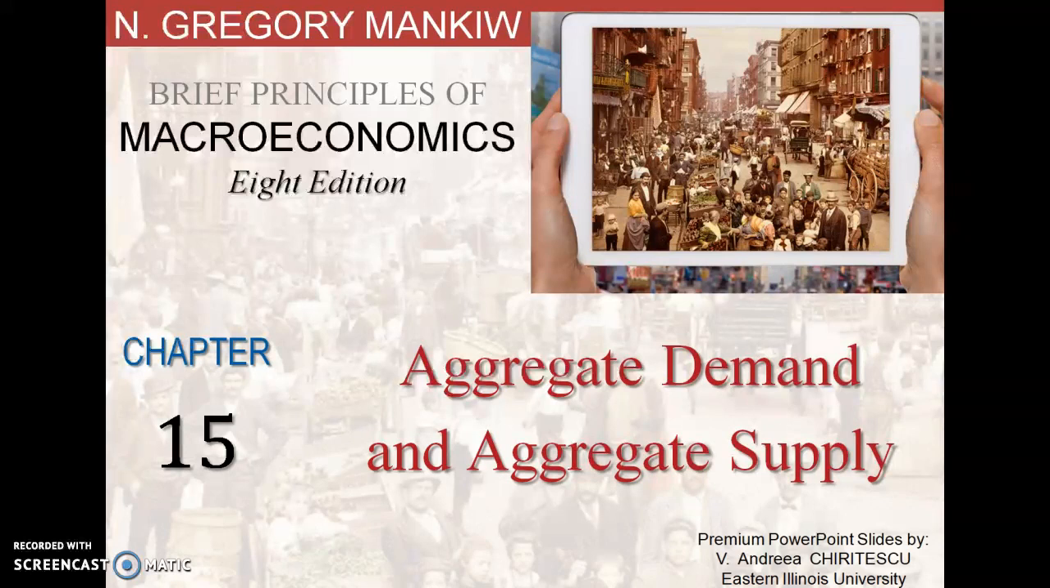So I'm going to go through it step by step, slide by slide, because it is a little complex, but it's probably going to be one of the more useful ones because this is how most economists now view the short-run economy and then view what causes a recession, what can be done about a recession, and so forth. So let's get started.